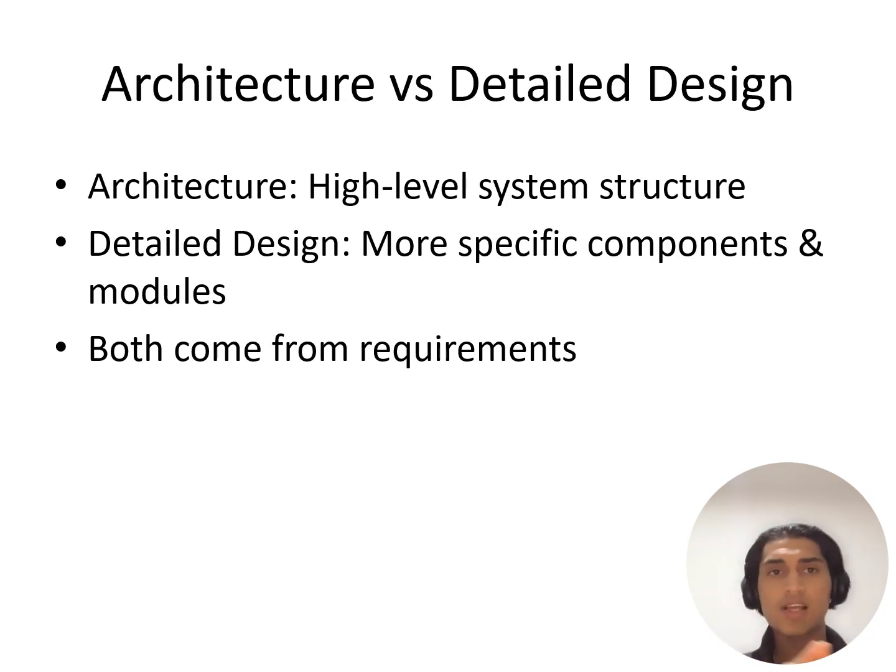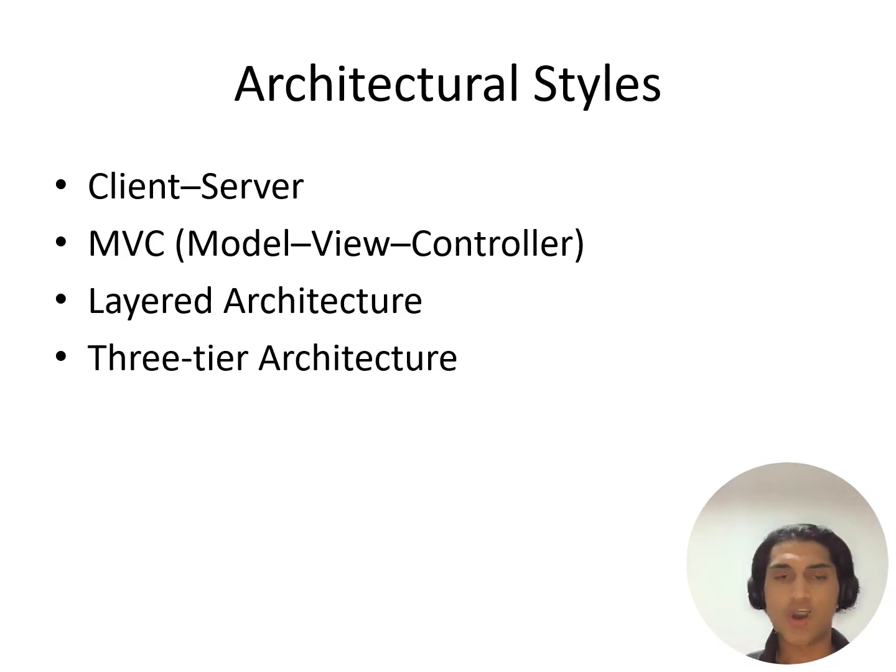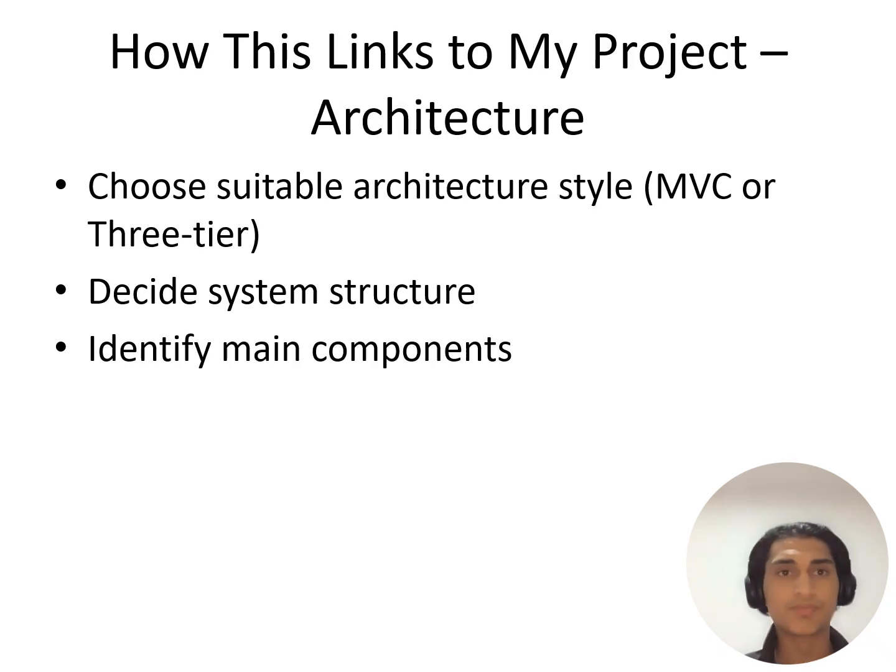So, going on to the next slide, it's architecture versus detailed design. Architecture is the high level system structure, and detailed design is more specific to components and modules. So architecture is like the topmost layer, but the detailed design includes each and every component of the architecture layer. And these both come from the requirements. And architectural styles include client-server architecture, MVC (model view controller), layered architecture, and three-tier architecture.